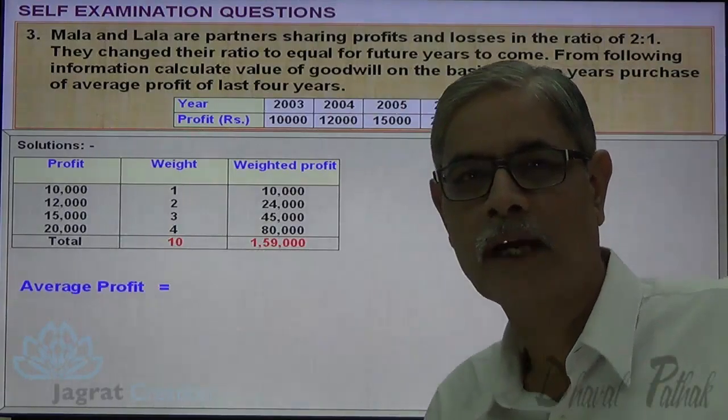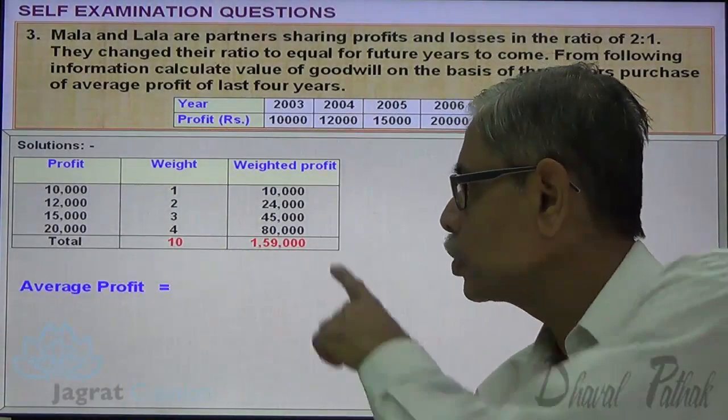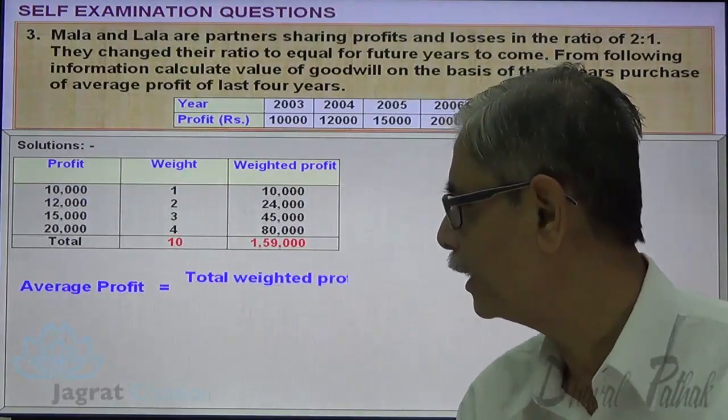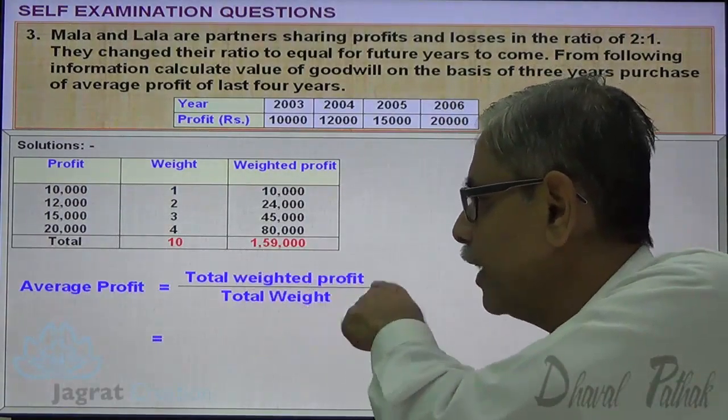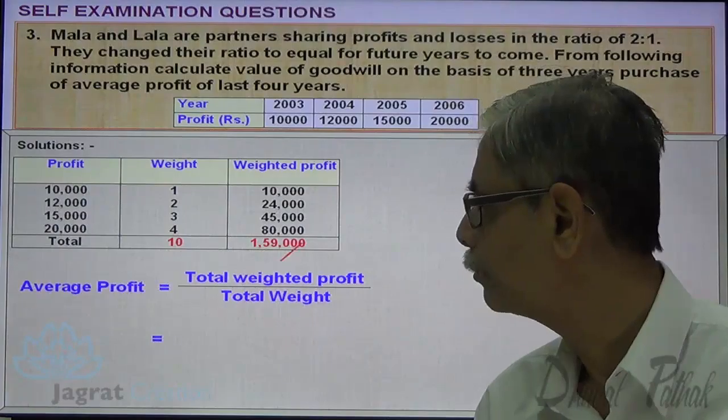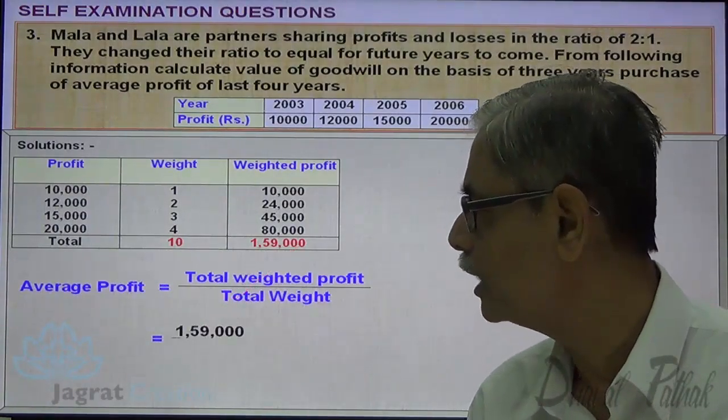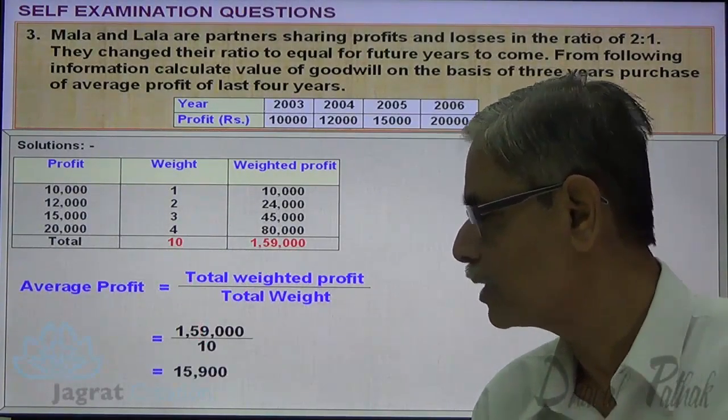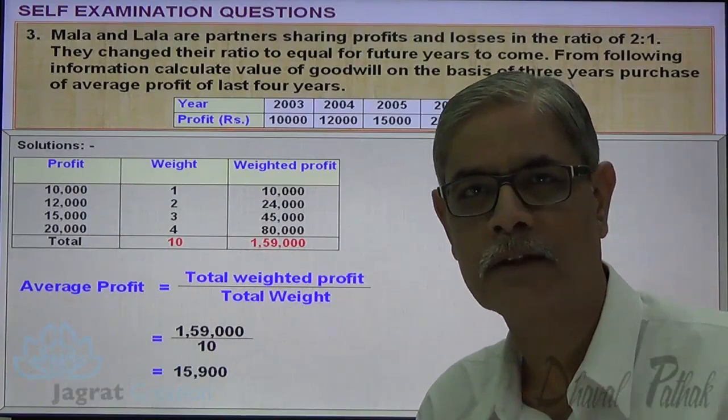Now I want to work out the weighted average profit. So this total profit will be divided by 10. So total weighted profit divided by total weights. So 1,59,000 divided by 10. 15,900 is the weighted average profit.